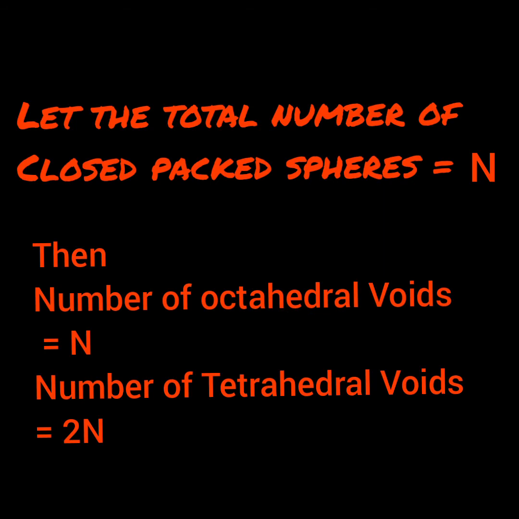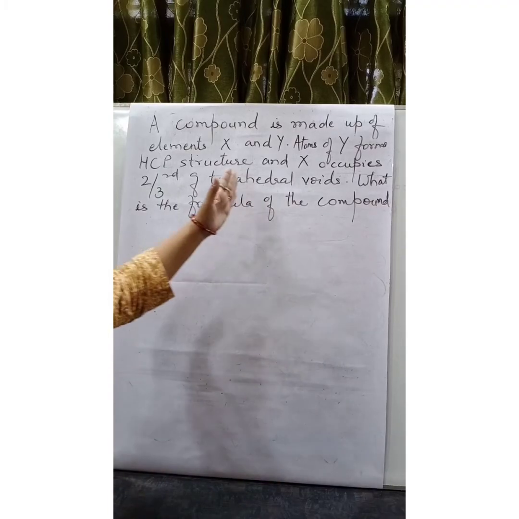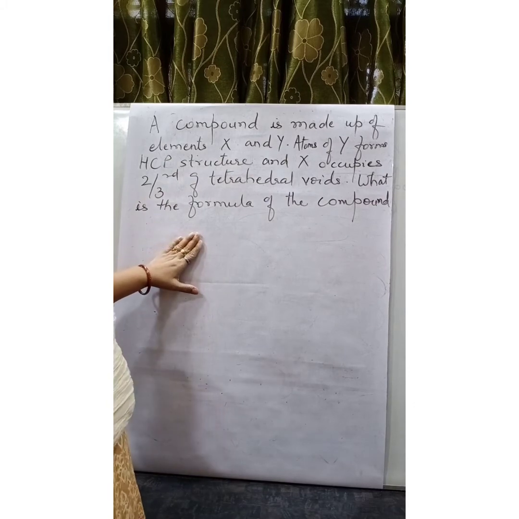Let the total number of closed packed spheres be capital N. Then the number of octahedral voids is also the same as the closed packed spheres, that is N. And the number of tetrahedral voids is twice the number of closed packed spheres. Let us see the numerical based on voids.